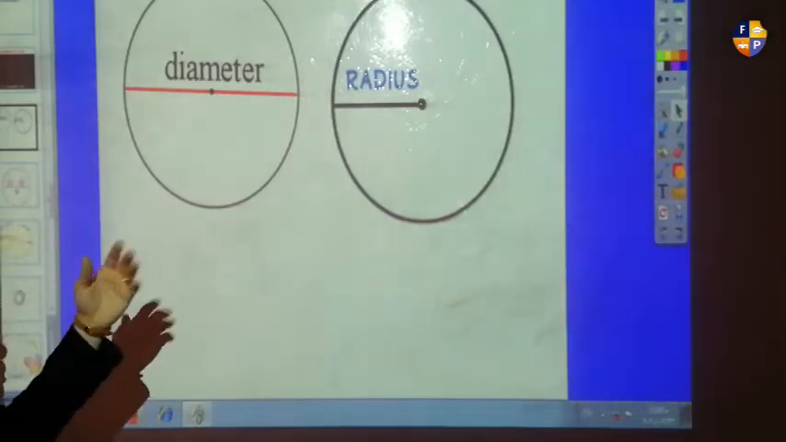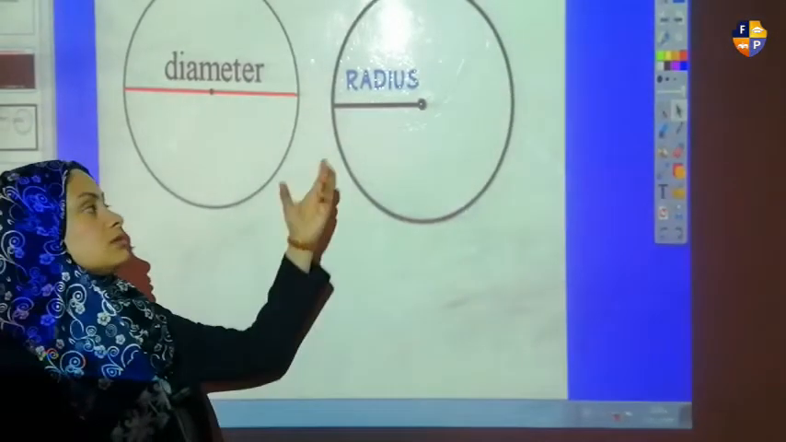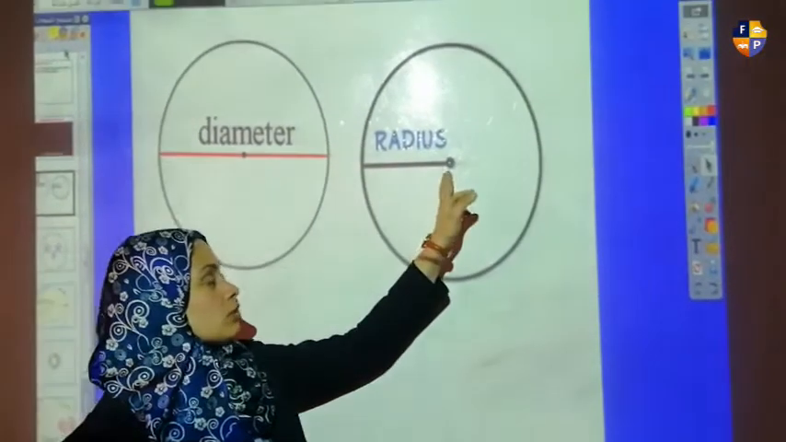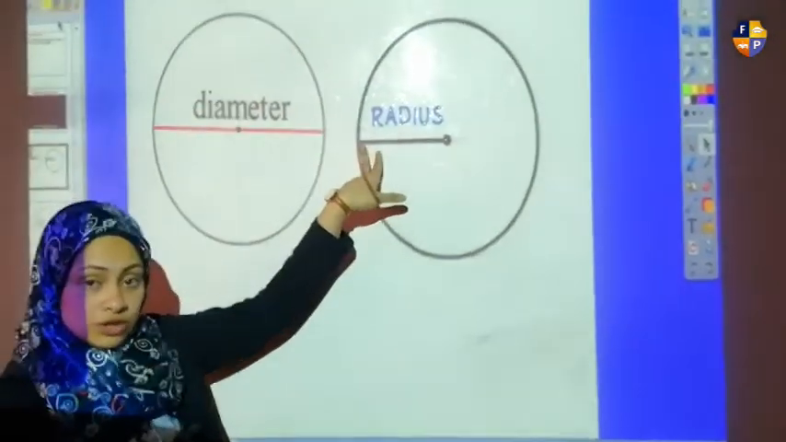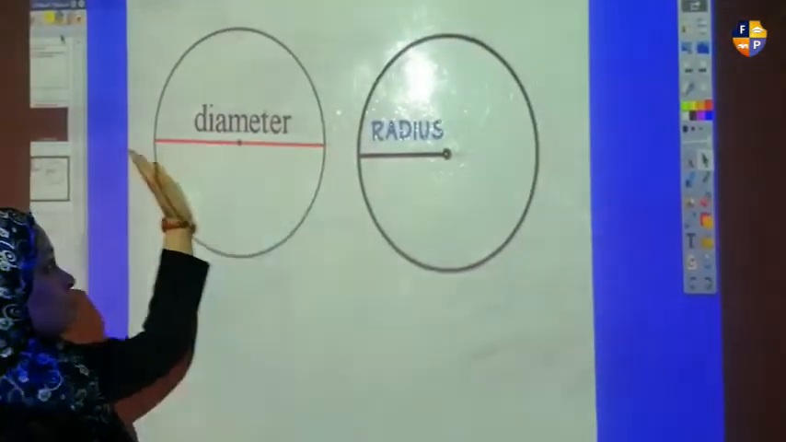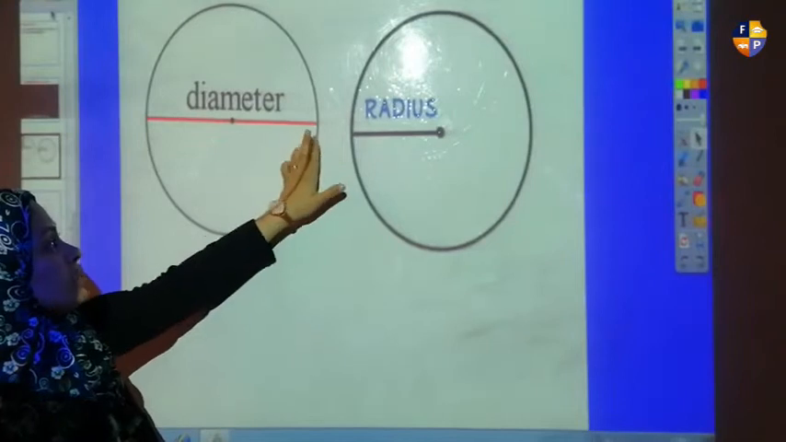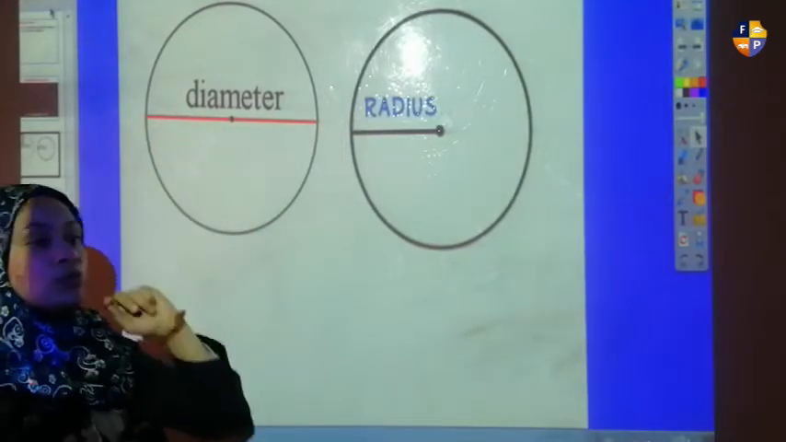From the video, we should remember some points which are very important, like the radius. The radius is the line segment that connects from the center of the circle to any point on the circle. This is the radius. And the diameter is the longest chord, which connects any 2 points on the circle and passes through the center.